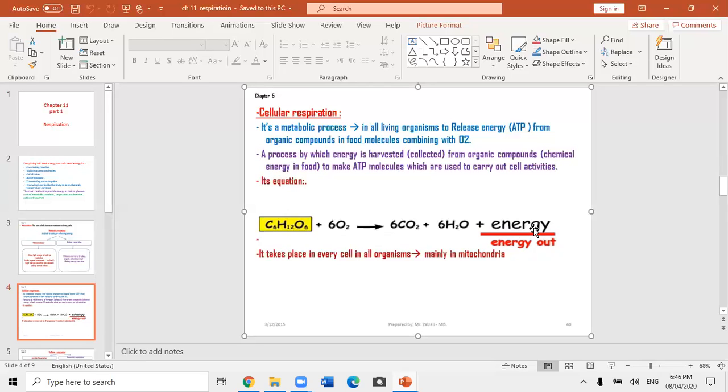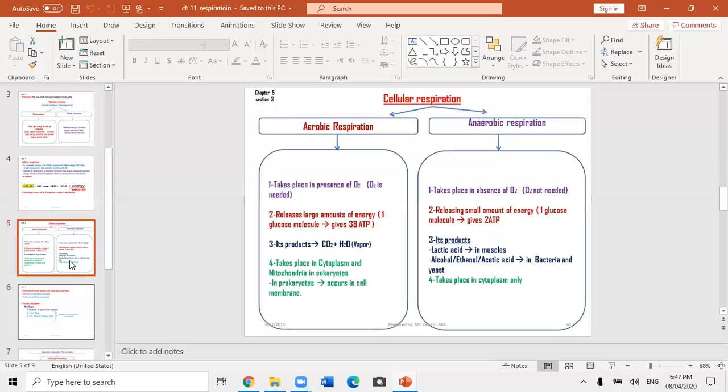This is in general when you talk about cellular respiration. At the same time, you can say that this equation refers to aerobic respiration. Why do we call it aerobic respiration? Since it's using oxygen, or happens in the presence of oxygen. This process takes place in every cell in all organisms, and it mainly happens in the mitochondria of a certain cell. Okay, so this is briefly regarding what cellular respiration is. Now, let us check the two types of cellular respiration.